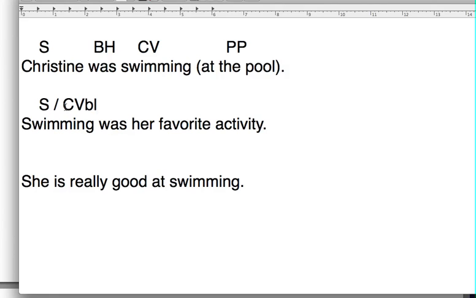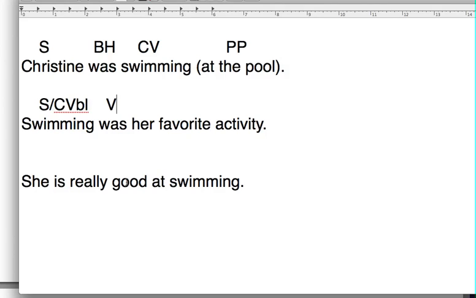In other words, it looks like a continuing verb, but remember Tool 4: what a word is in that sentence depends on how it's used in that sentence. In this case, it is not a verb because it's not being used as a verb. It's being used as a subject. So swimming, and then what's it doing? Well, it just was. This is not a be helper, this is just a verb by itself. Swimming was, and what was it? Her favorite activity.